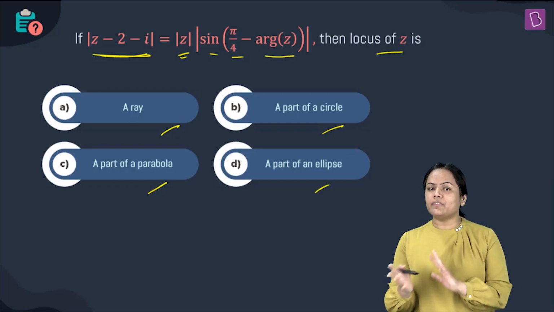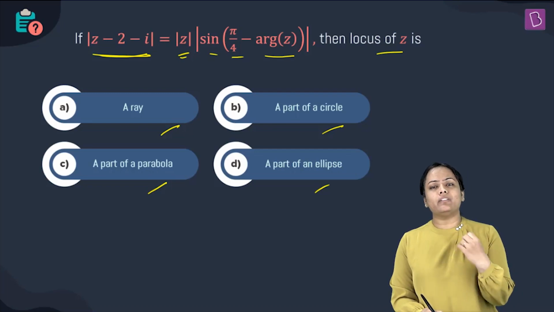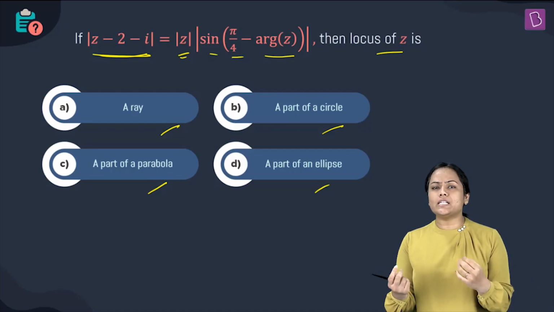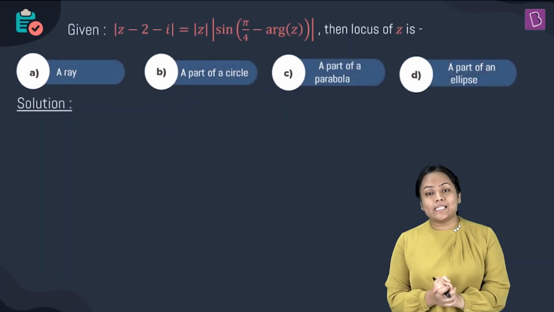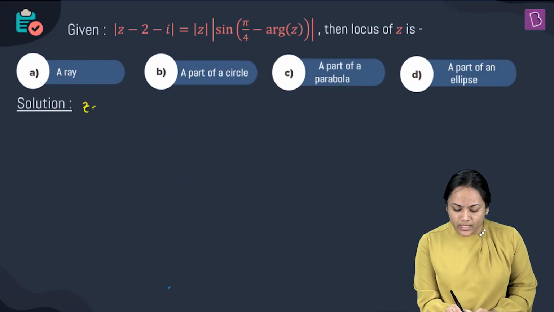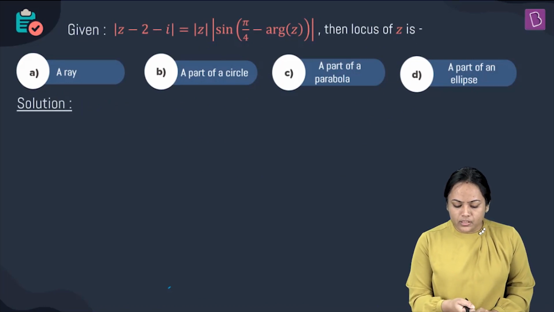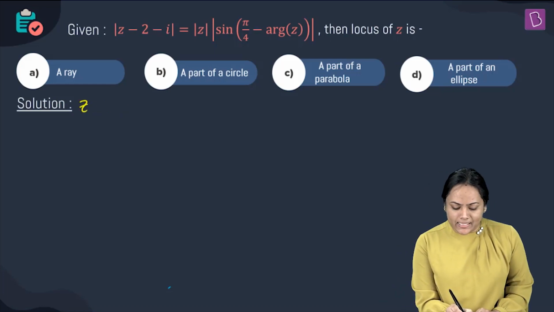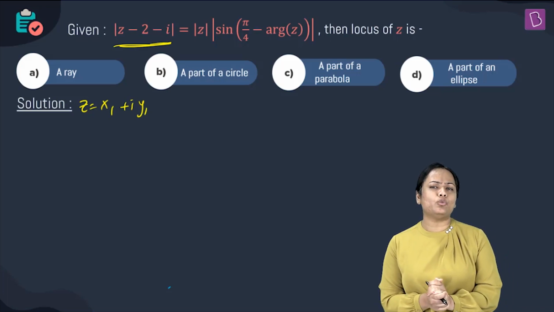Well, since they have given us a relation between moduli, what we can do is start by considering z as something. You can either consider it in polar form or in Cartesian form. So let's consider z as x1 plus i y1. Can you tell me, guys, what is my left hand side? Modulus of z minus 2 minus i.